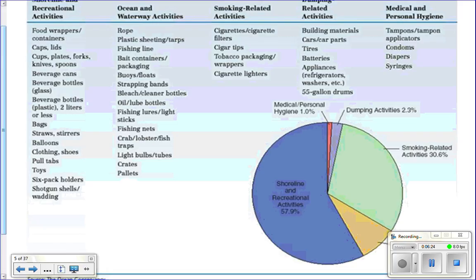And then dumping activities, 2.3%, things like cars and tires and appliances on the beach. Not in the water, on the shoreline, because somebody just dumps a car somewhere. The really gross part is this 1% that's the medical and personal hygiene. That's like used condoms, used tampons, diapers, all of that gross stuff. Syringes too, that's gross. That's only about 1% of what we find though.